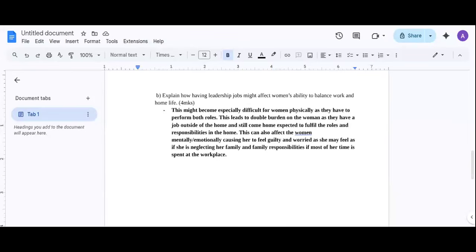Right, so someone here is saying they may not be present to take care of the home or children. Very good. We're on the same page. That's exactly what I would have said there when we look at them feeling guilty because they're not able to be home. They might feel as if they are neglecting their families. Excellent. Another message: women in leadership jobs might affect their ability to balance work and home because leadership jobs have high expectations. Good, and both roles may have a negative effect. So that's what we just said, having a negative effect on them, making them feel as if they are neglecting their families.